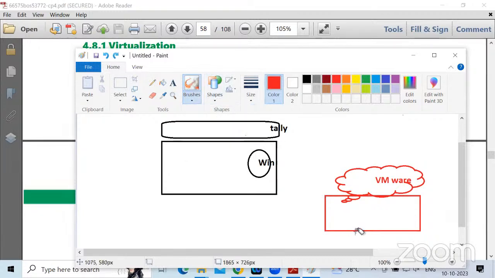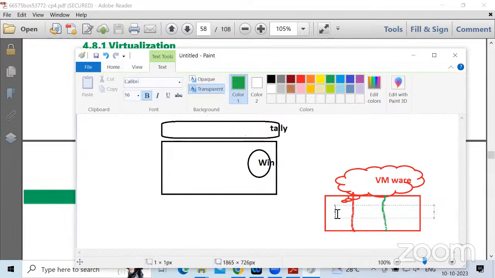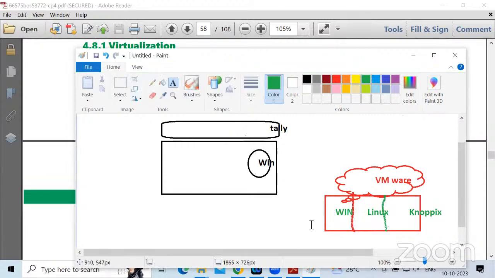This is one portion. 2 and 3. So after dividing this into 2 or 3, you can just install, let's say, Windows here. Then Linux here. Then Knoppix here. It is also a software, a Windows-like operating system. So within one computer, we are able to have 3 softwares.